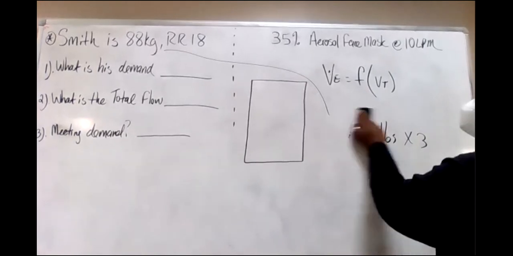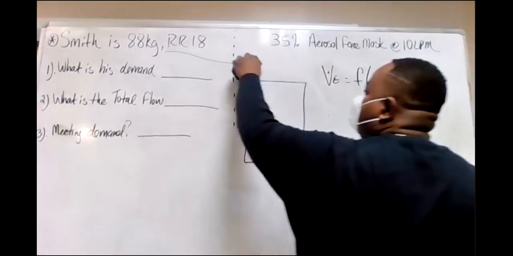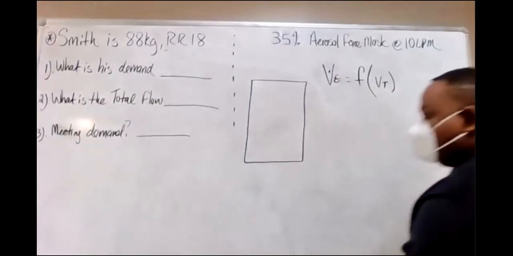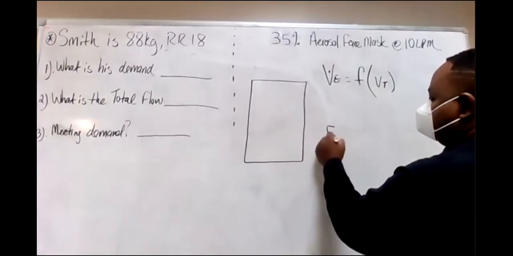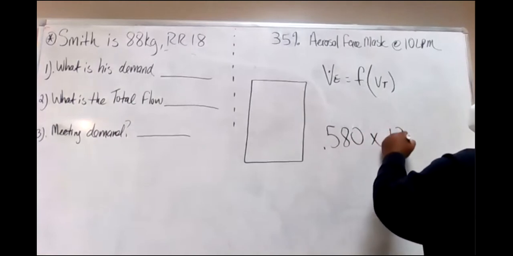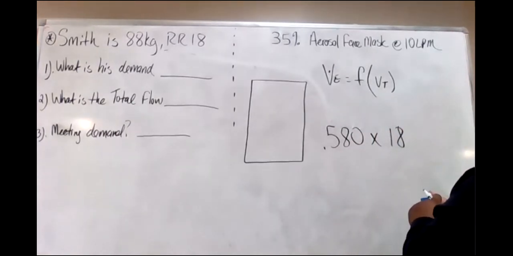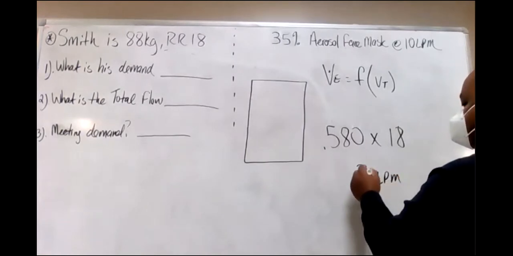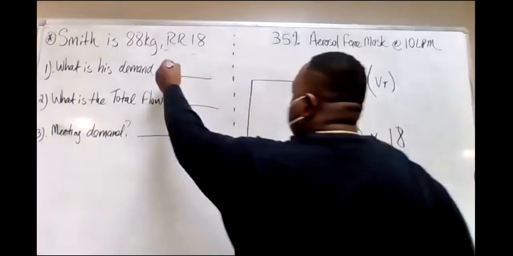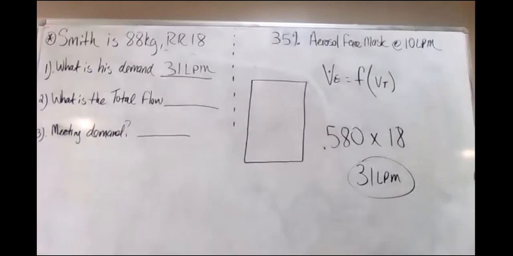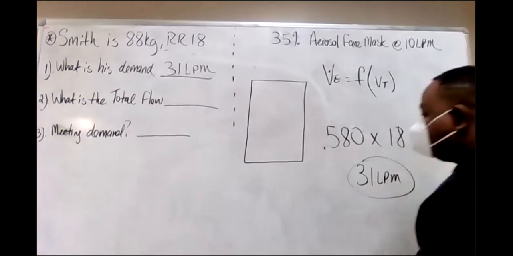So with 580 cc's as his tidal volume, now I can find out what his demand is. Well, 0.580 liters times his respiratory rate of 18 gives me 31 liters per minute. That is his demand. 31 liters per minute. That's why I knew it was going to trick you a little bit. That's why I'm going to make you think on this one.